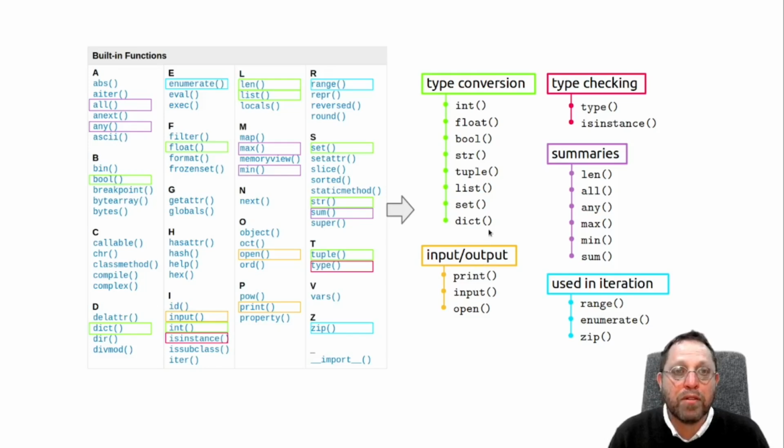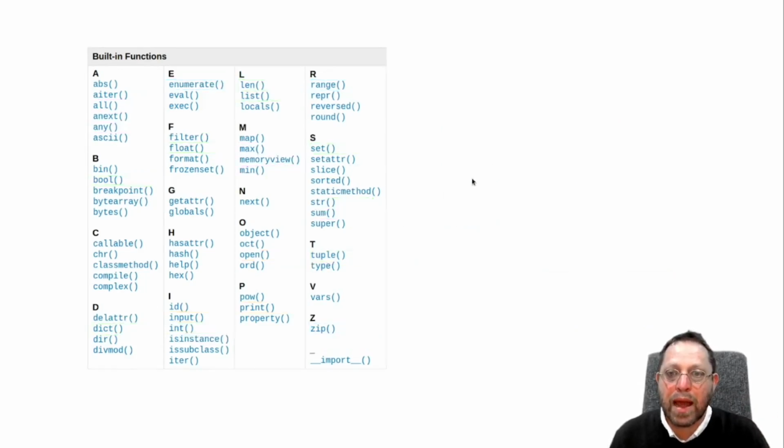But here I have grouped all of the particular functions that we will use into 5 categories. So type conversions, type checking, summaries, used in iteration, and input-output. We're not going to go into the details of these just yet, but have this handy for when we do go into these. You can come back and notice, oh, this is a type conversion or type checking, etc. And it's good to just keep in mind what are built-in functions versus functions that you import. And I'm going to talk about importing now.